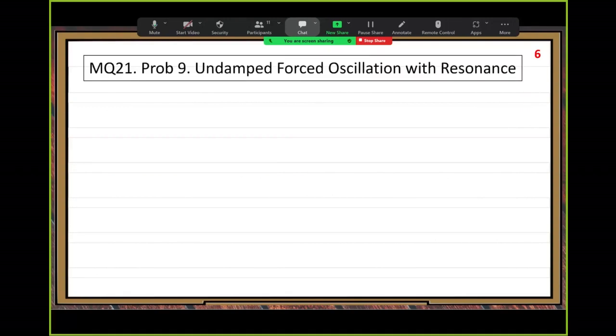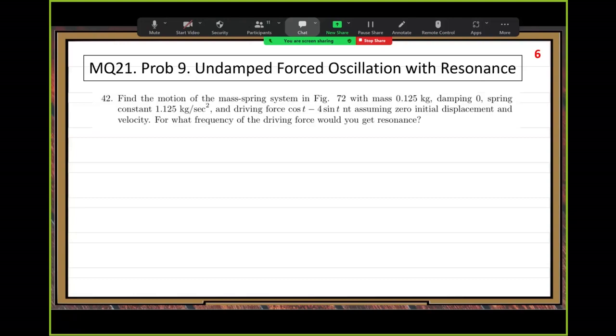Question number 21. Undamped forced oscillation with resonance. That one is a resonance question. We do one. Undamped. All right, so the mass spring system. Damping 0. When damping is 0, then you will have the resonance.